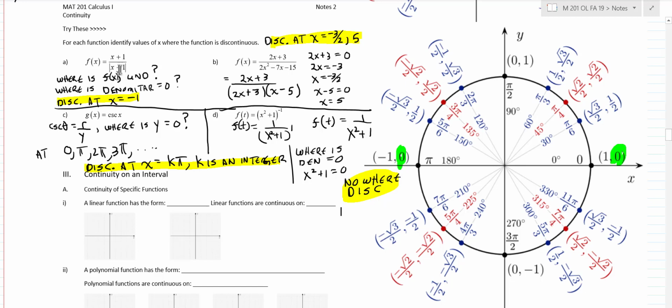So the idea on this is if x is -1, then you have a 0 denominator. So this is discontinuous at x equals -1. That's the only place where that function's undefined. Okay. Same thing with this one.